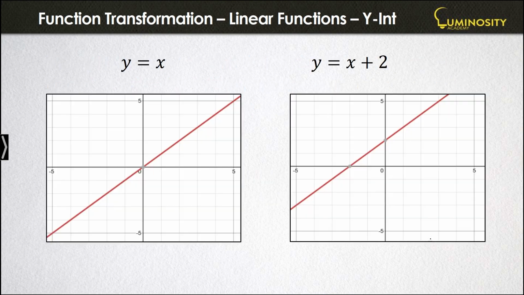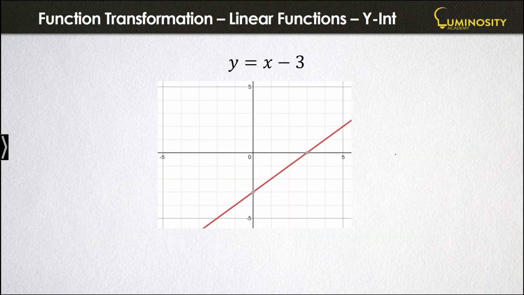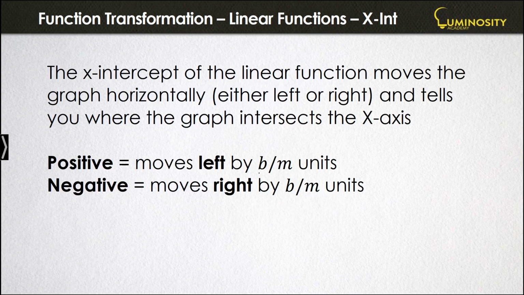So if we take a look at some examples, we have our baseline function on the left of y equals x. And then on the right, we can see that our b is positive. So this is going to be moving upwards by 2 units. And that is exactly what just happened. So what happens when we have it negative? So if our b is negative, it tells us that we need to move down by that many units. So as you can see, our graph moved downwards by 3 units, which is exactly what we said it would.